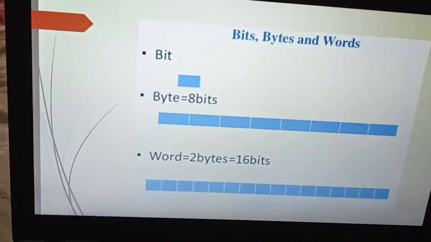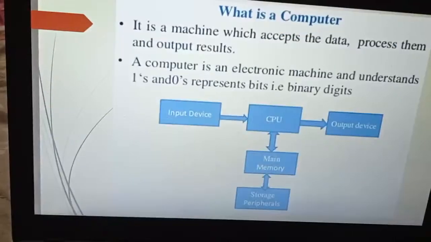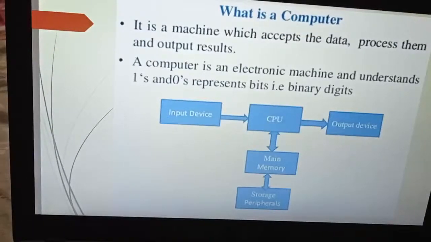is 2 bytes. Now coming to the block diagram of a computer, it consists of input devices. This gives the input to the processing unit, that is the CPU, which executes, that is, understands and processes that, and gives an output through the output devices. In between, the CPU consists of main memory as well as storage.